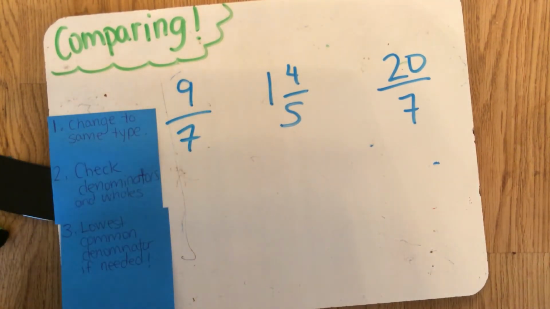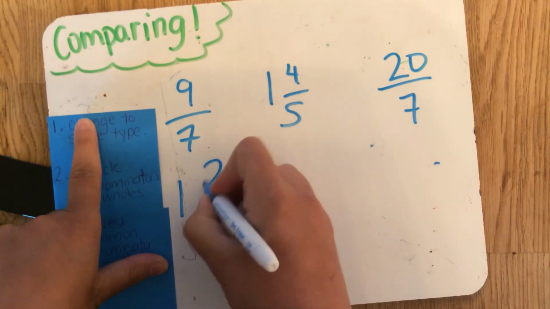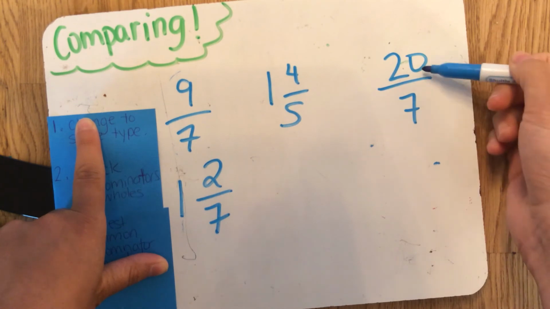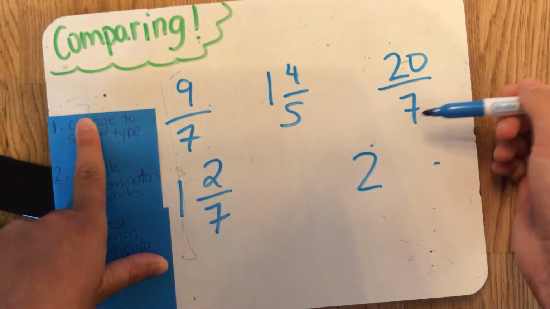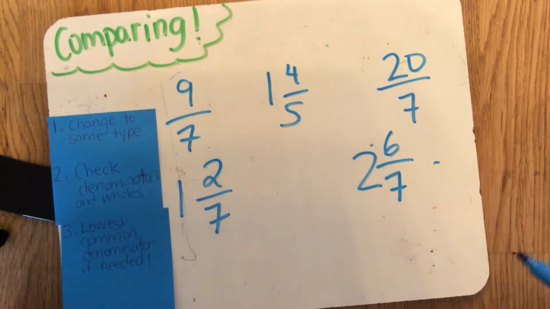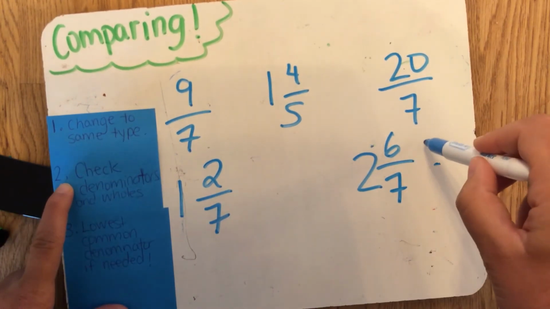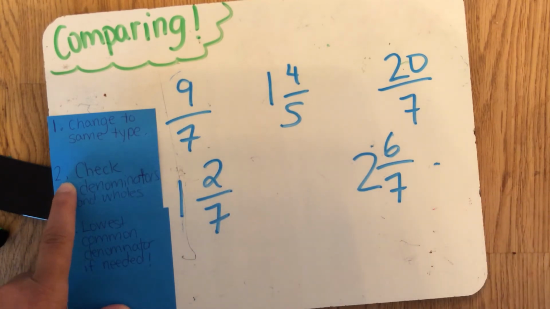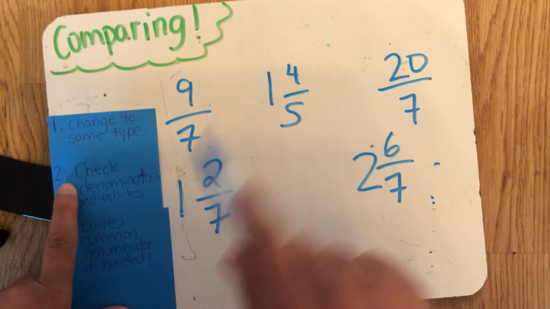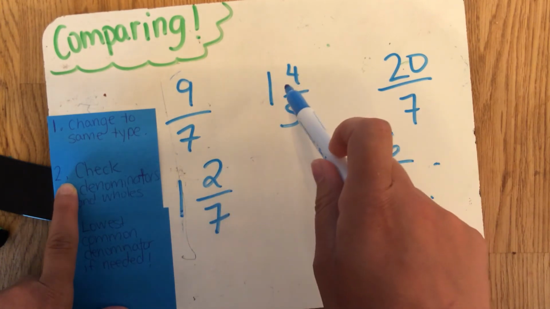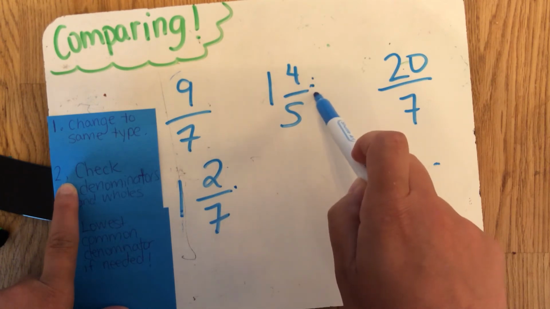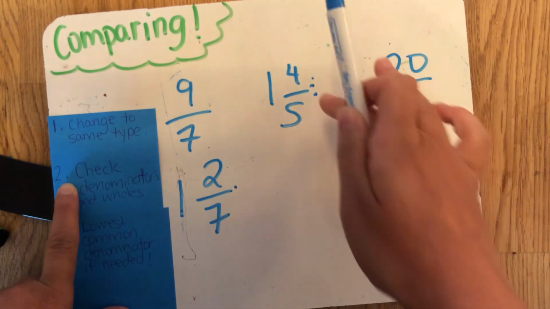Okay. So that would be 1 2/7, 1 4/5, and this would be 2 6/7. Okay, so I already know that this one is my biggest one. So let's order them from least to greatest. So that's biggest already. Now, 1 2/7 I know is smaller than 1 4/5 because I can visualize that 4/5 of my pie is more than 2/7.